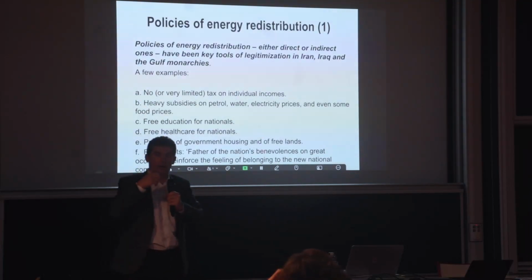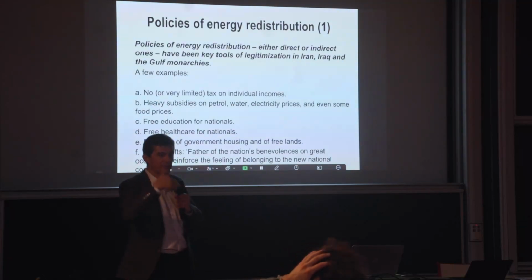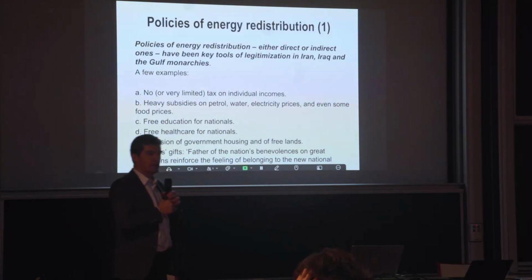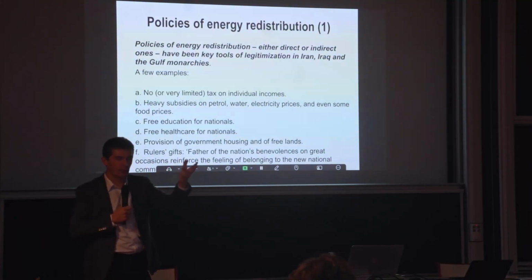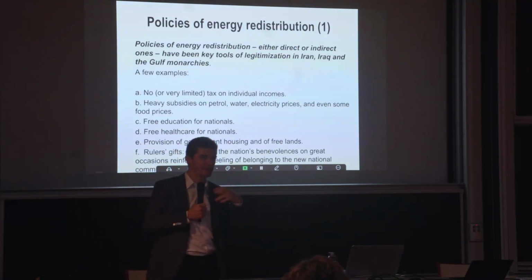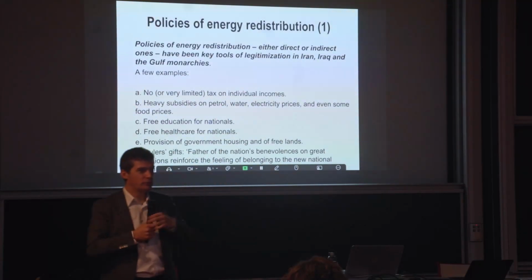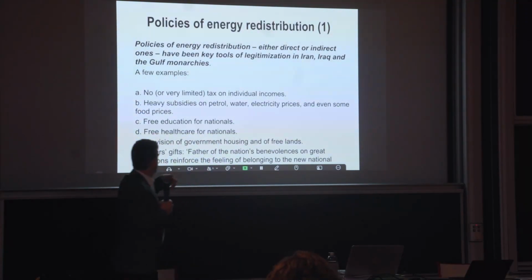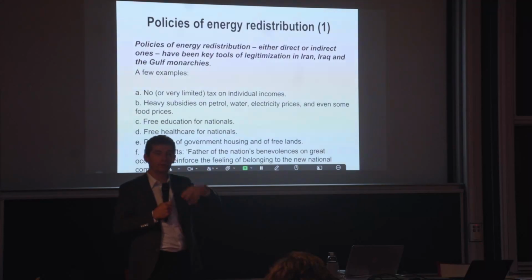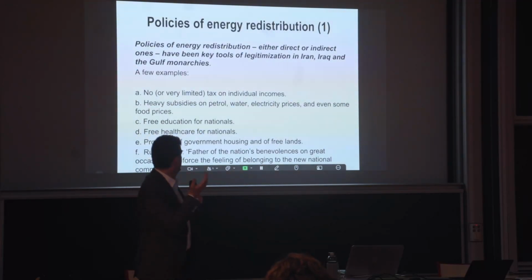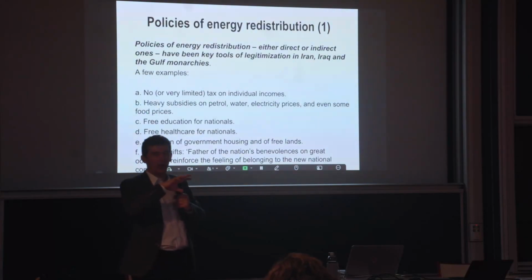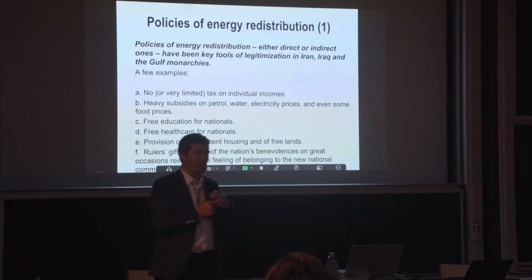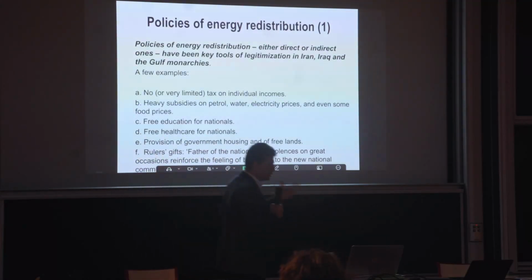So basically, the rulers, on special occasions, quite frequently, show their benevolence. I'm using it ironically, but it's the term. Showing their benevolence to the national population as father of the nations, trying to reinforce the belonging of the nationals to the national community, and especially showing that this national community, under the umbrella of this father of the nation, is united and so on.